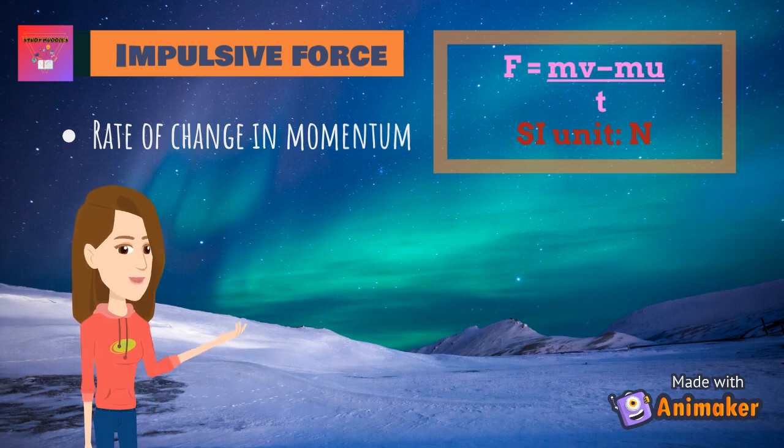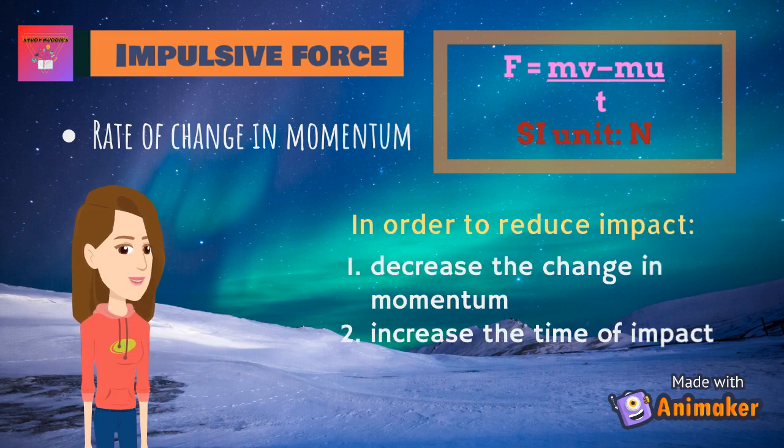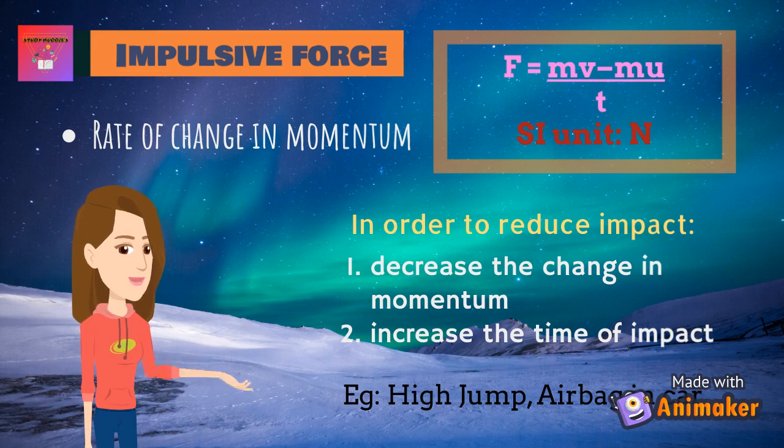As we know, impulsive force is dependent on change in momentum and time of impact. So by changing these two factors, we can actually reduce or increase the impact of an object. The impact of an object decreases when the change in momentum decreases and the time of impact increases. As for higher impact, it is vice versa. Examples of applications of impulsive force in our daily life are high jump and airbags in cars.